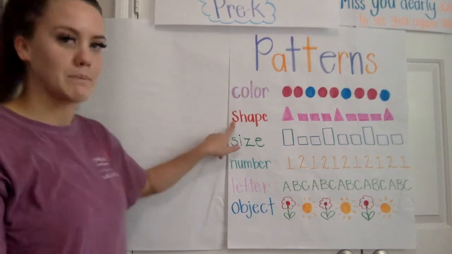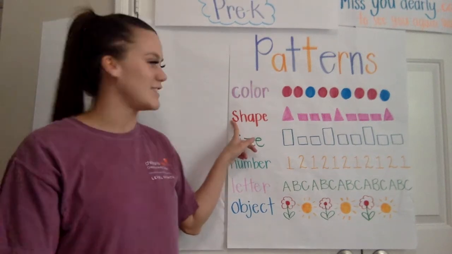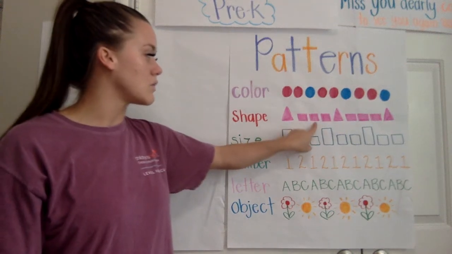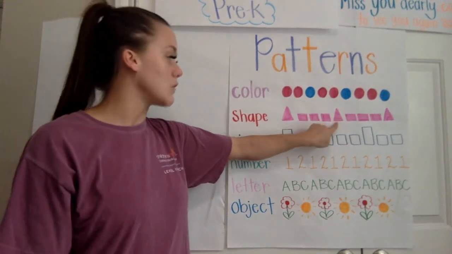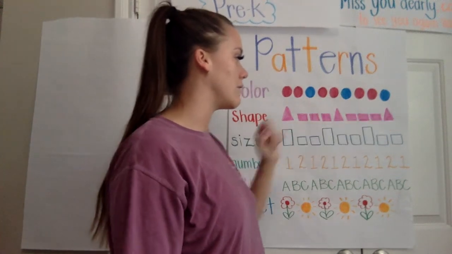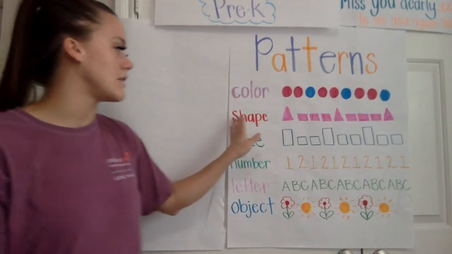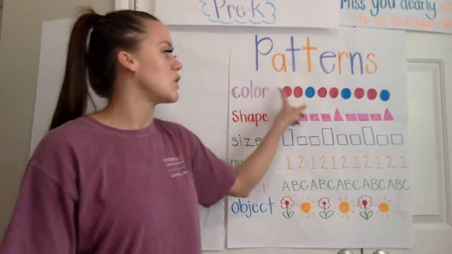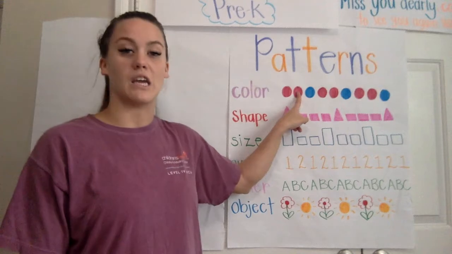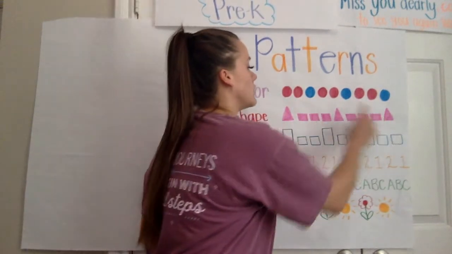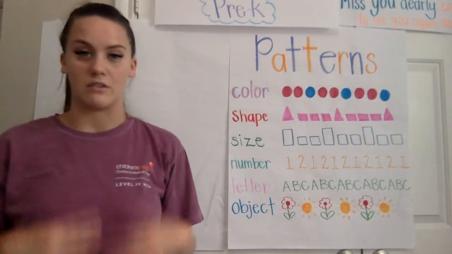We have shapes, and y'all are awesome at shapes. So we have triangle, square, square, square, triangle, square, square, square, triangle. Good job. So we see that these are made up of shapes. Now the color pattern was made up of shapes too, but that pattern was all the same shape and we were just looking at the colors. These are looking at the different shapes.